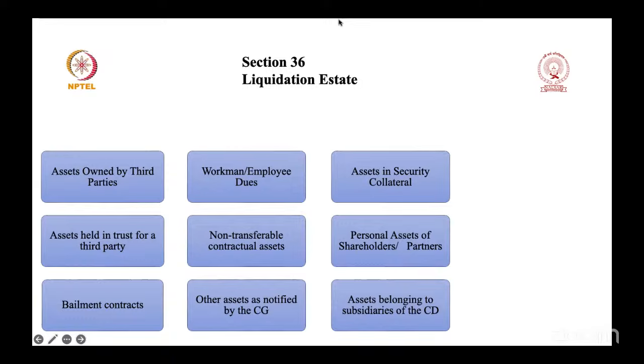NCLT then passes an order for dissolution. The same will be filed with the ROC, intimating that now the ROC can strike off the company and dissolve it. ROC will do the final nail by striking off the name of the company. This is the entire process of liquidation.